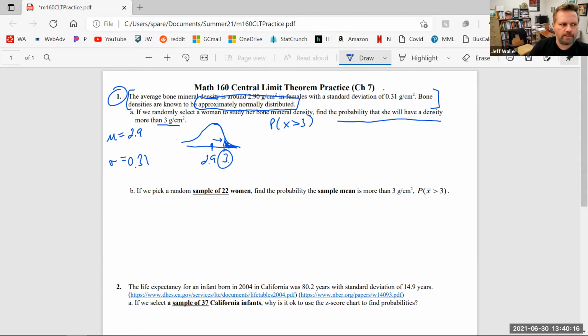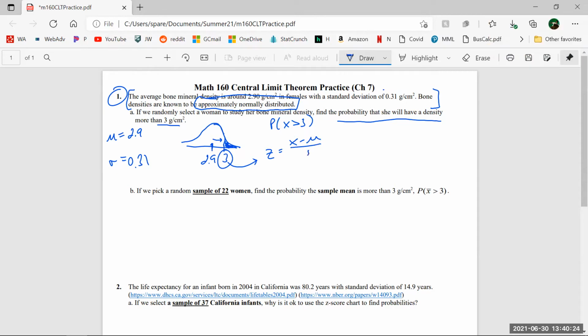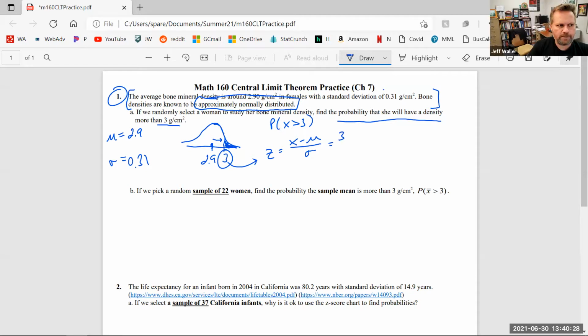So how do I make this into a z-score? Somebody already started telling it to me. X minus the mean divided by standard deviation. So it's always your data point minus the mean. The mean's always got to come second. And in fact, you know the z-score is going to be positive, right? You with me? Because it's above the mean. So if you get a negative z-score, don't just keep going. You know it's wrong. Divided by the standard deviation.